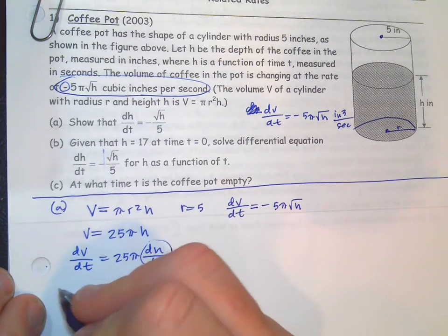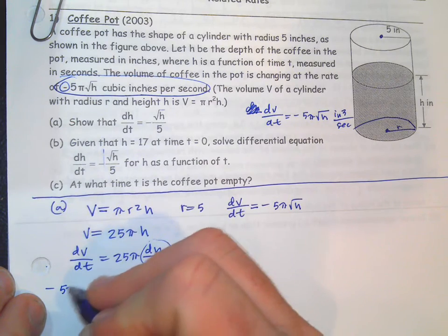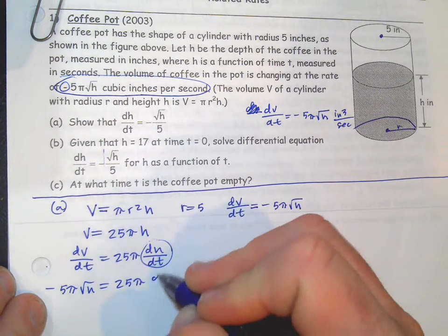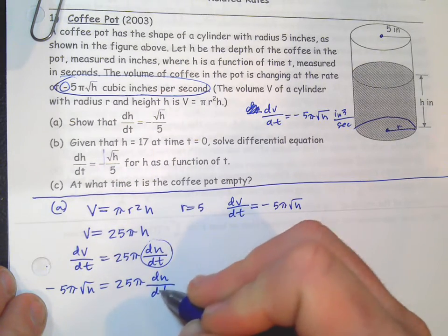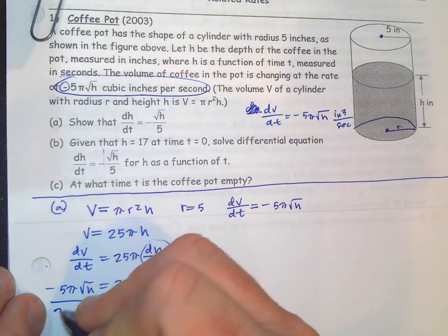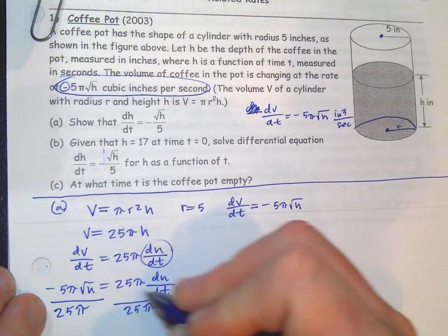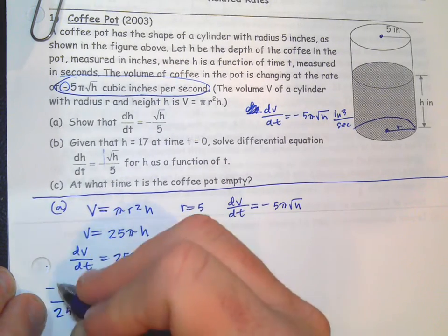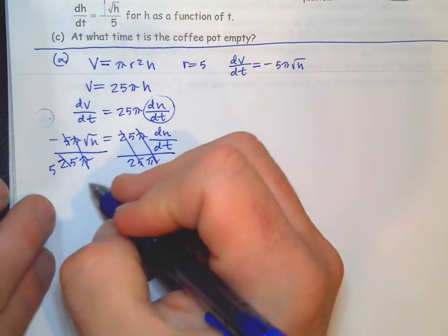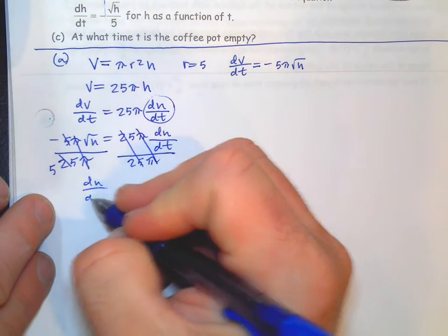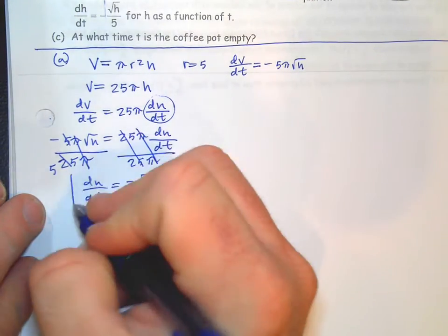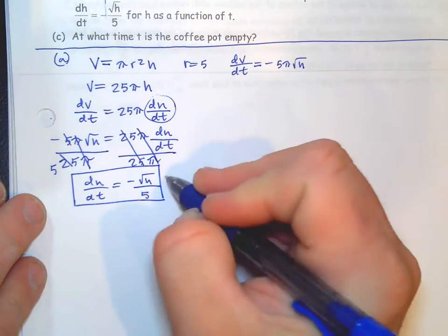So we have -5 pi square root of h equals 25 pi dH/dt. Divide both sides by 25 pi. Pi's cancel. That reduces. And we get dH/dt equals -square root of h over 5, which is what they said it would be.